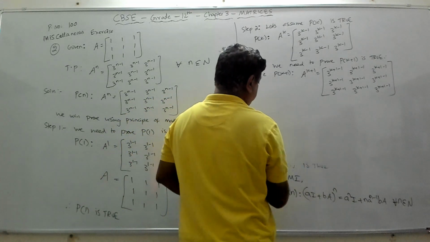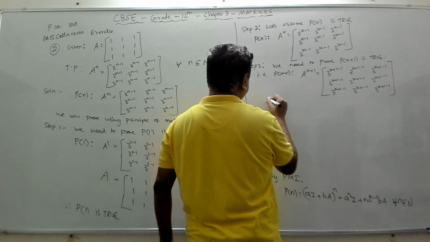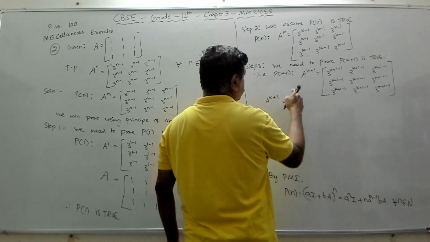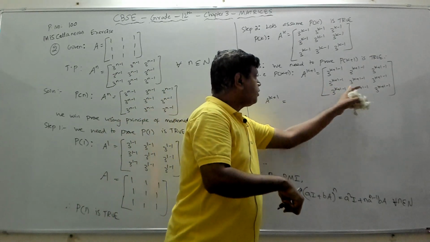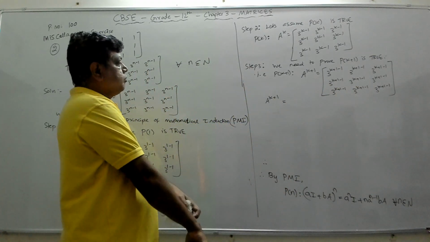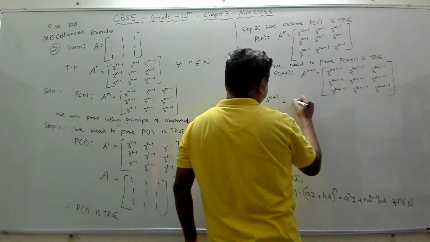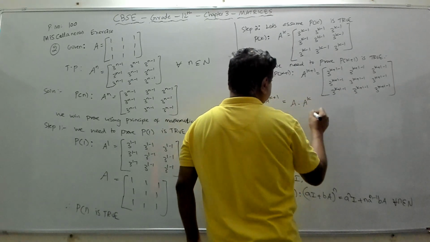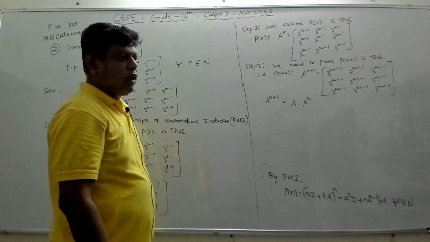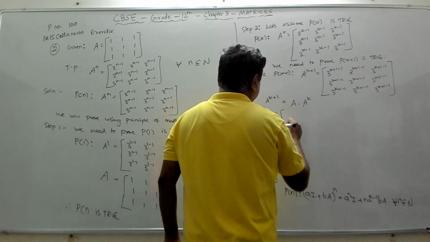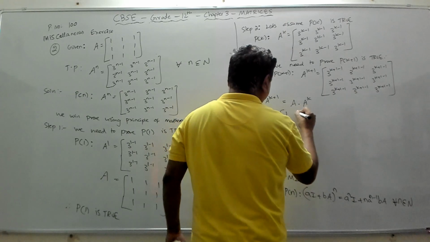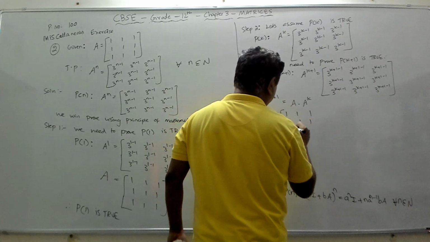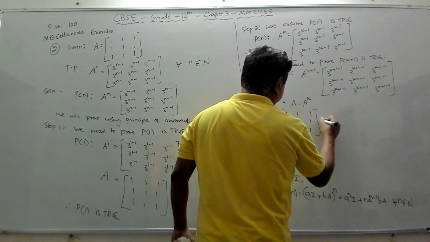Right? So how do we prove? We'll start with this. We'll start with a power k plus 1. We are starting with this, we have to get this. You can't write a power k plus 1 equal to this here. You have to prove that. Now a power k plus 1 can be written as a into a power k. And what is a? A is this one, 1. That is a, into a power k.